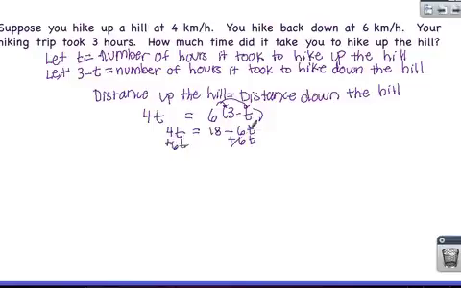Add 6T to both sides, and we find that 10T equals 18. Divide by 10. We can reduce to get 9/5, or 1 4/5. 4/5 of an hour is 48 minutes.